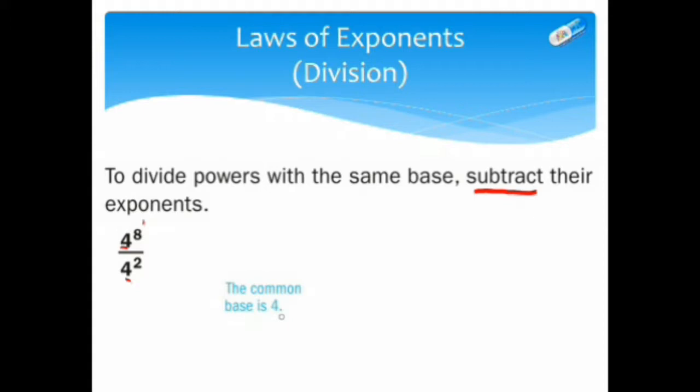This means that we are going to subtract the powers, 8 minus 2. So this means it's 4 power 8 minus 2. Instead of writing 4 two times, we write it only one time and raise it to the exponent of 8 minus 2. We subtract the exponents because it is division. Then we simplify. 4 power 8 minus 2 will be 4 power 6, or 4096.